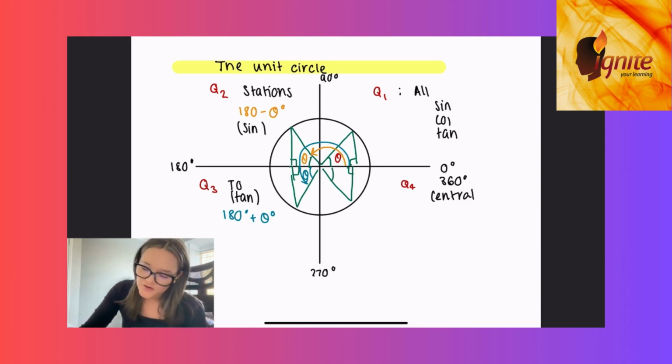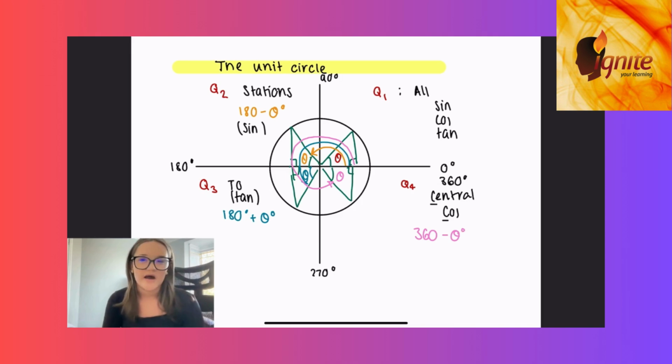Moving on to the last quadrant, which we labeled as central, only cos is going to be positive here. So if we want to find out how we can find any acute angle in the fourth quadrant, we'd have to go all the way around. Here's my theta. So therefore we know the full revolution of a circle is going to be 360 degrees. So we can go 360 minus theta in order to find out what theta is going to be in there. Okay, so that's the main things to remember.